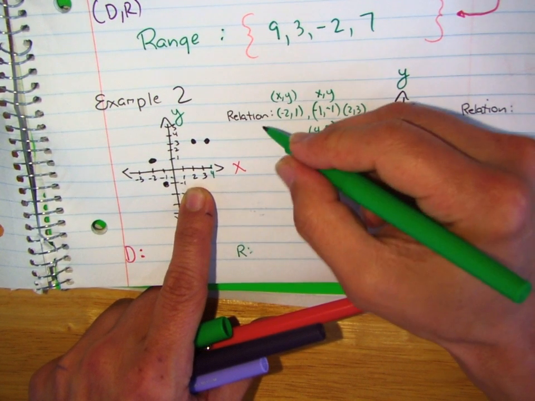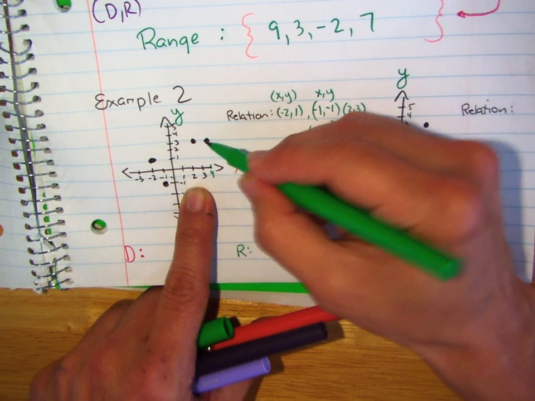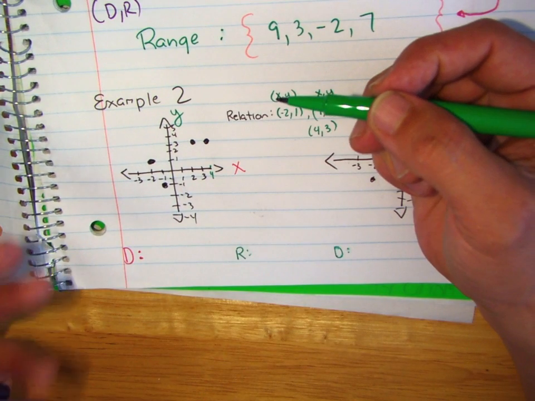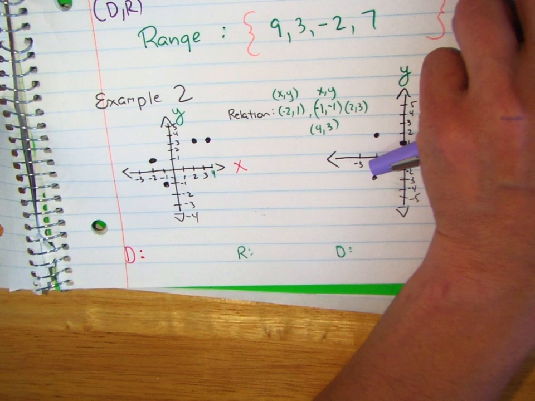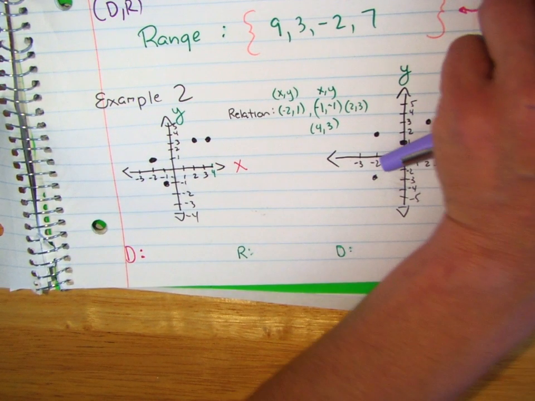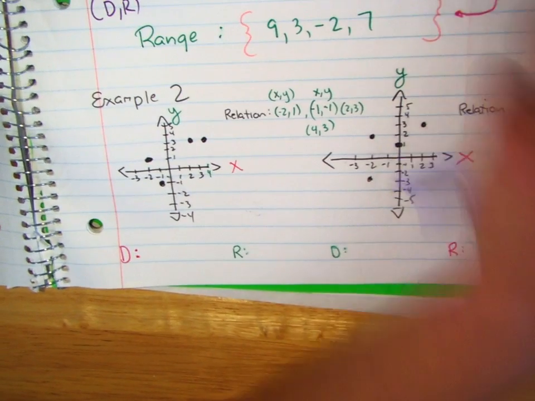Your x comma y. X comma y. All right. And now, based on this, you could do your domain and your what? Come on. Here we go. Let's do this.